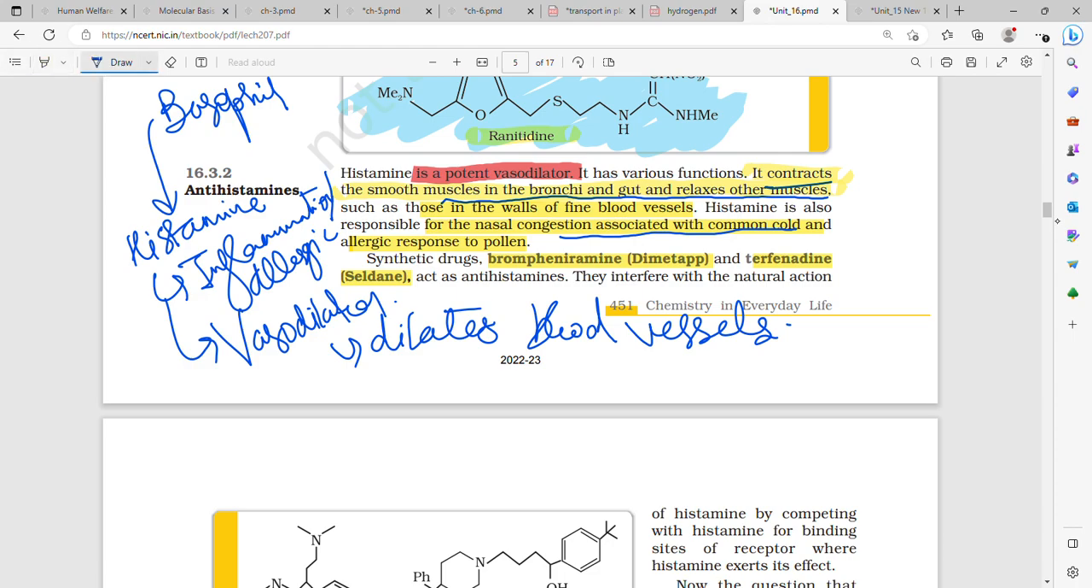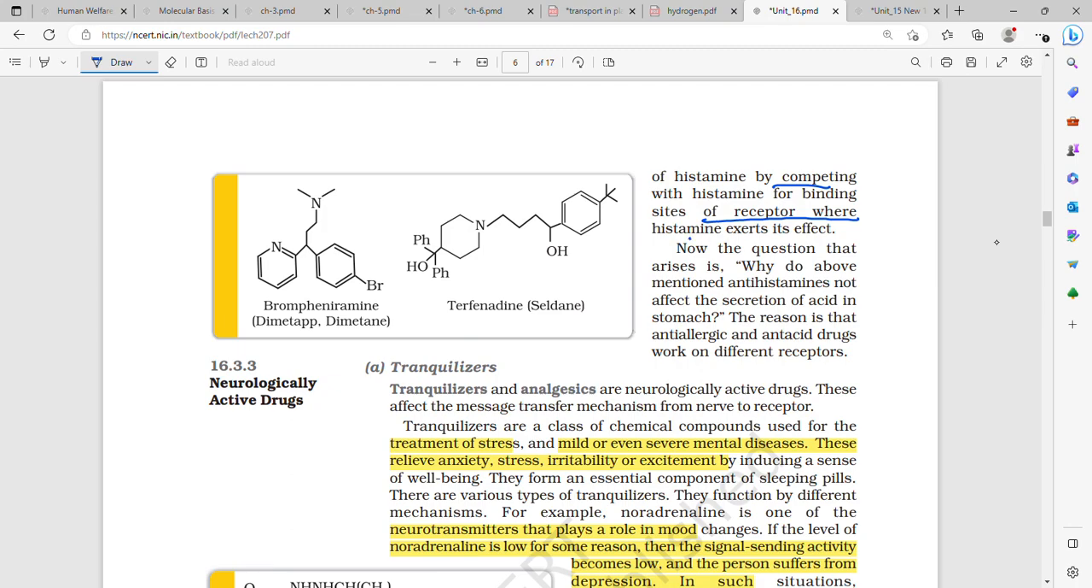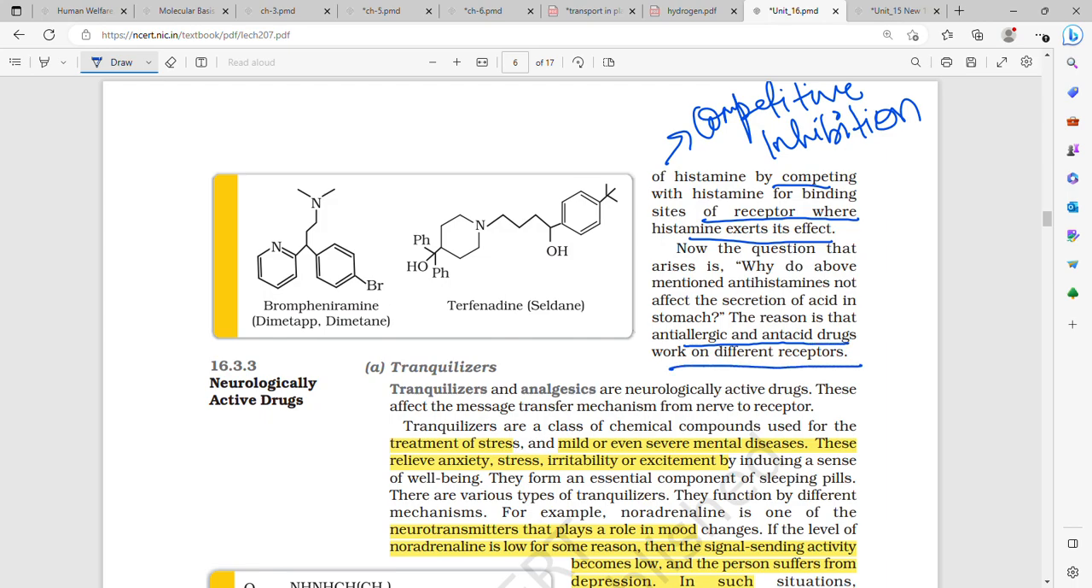Synthetic drugs such as brompheniramine or Dimetap, and terfenadine or Seldane, are synthetic antihistamines. They interfere with the natural action of histamine by competing with histamine for binding to the sites of receptors where histamine exerts its effect. So they show competitive inhibition with histamine. Now the question arises: why do these antihistamines not affect the secretion of acid in the stomach? The reason is that anti-allergic and antacid drugs work on different receptors. The receptor responsible for antacid action is completely different from that for anti-allergic action.